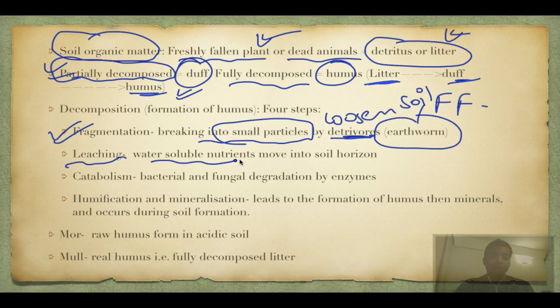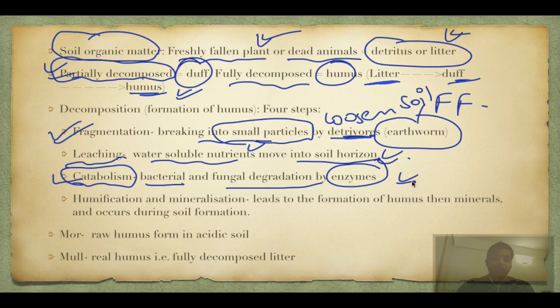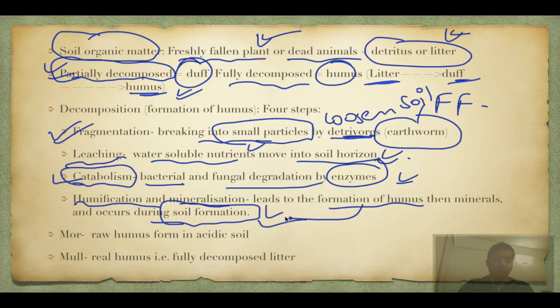Leaching means water soluble nutrients move into the deep soil, also called soil horizon. Catabolism means bacterial and fungal enzymes degrade the complex molecules into simple ones. And humification and mineralization is the final process of formation of humus. And finally soil formation, soil is enriched by humus.